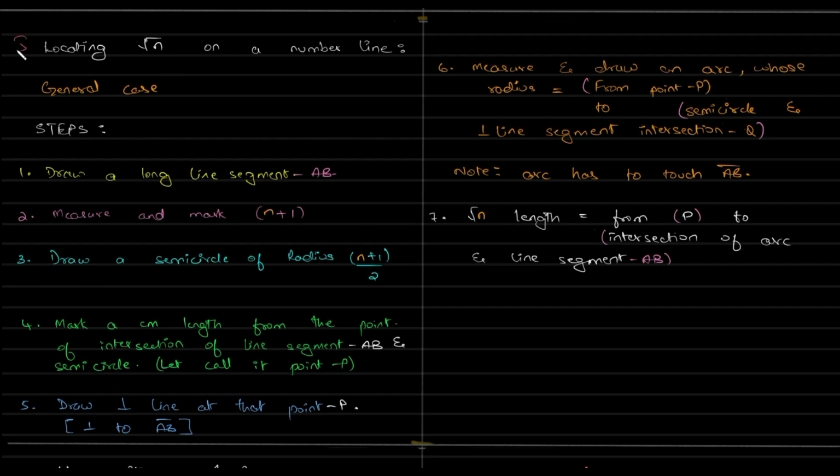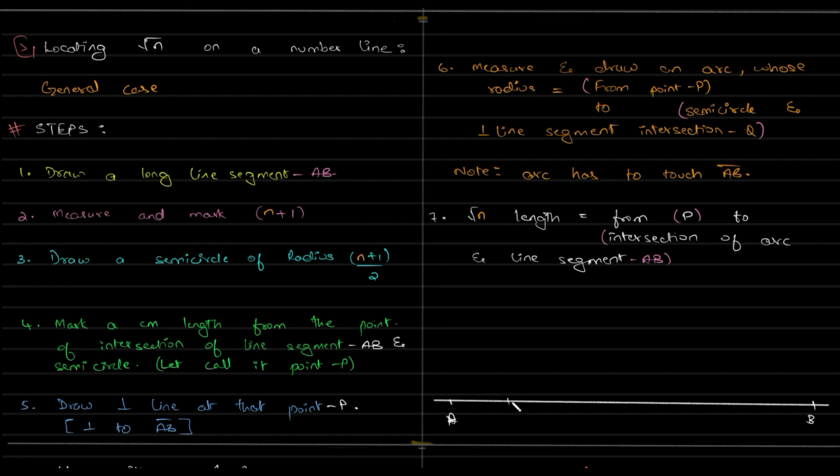Locating root of n on a number line. So we're looking at a general case. Same steps. Draw a line segment. Name it as AB. Measure and mark n plus 1.